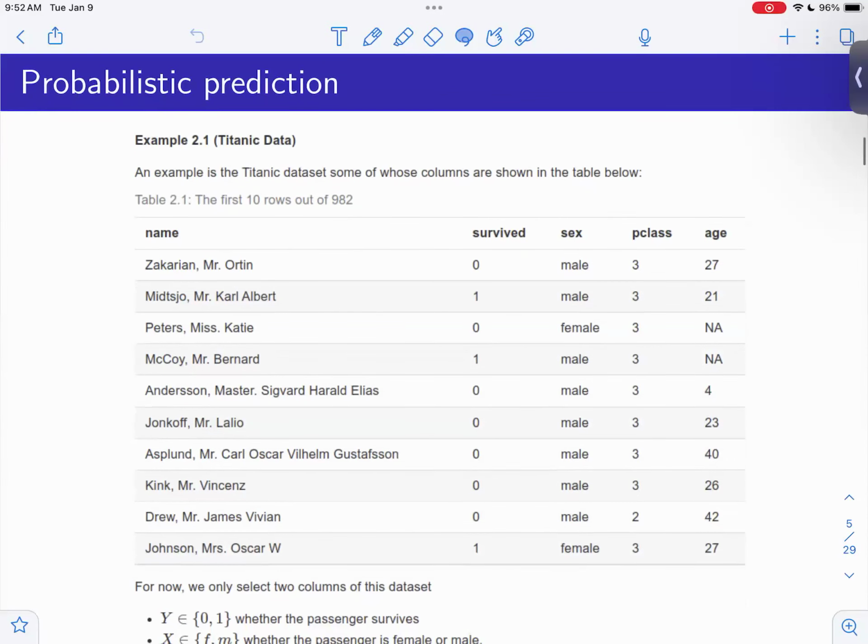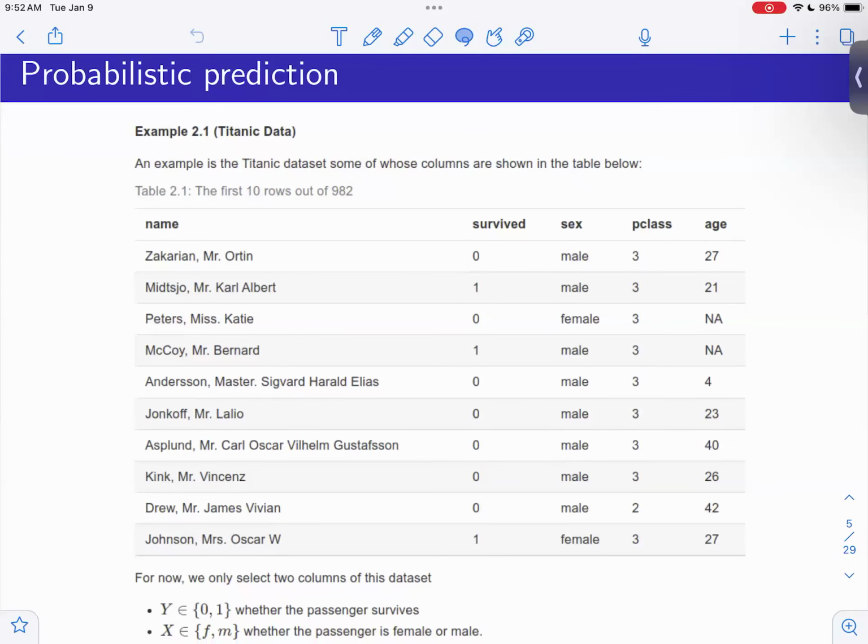So let's start from an example. Suppose we have this table. This is from the Titanic ship that sank in the ocean about 100 years ago. Each row is one person, whether they survived, the sex, the passenger class, the age, and so on. This is sometimes called tabular data. These are the data that statisticians usually work with. Here I'm showing you 10 rows out of 982.